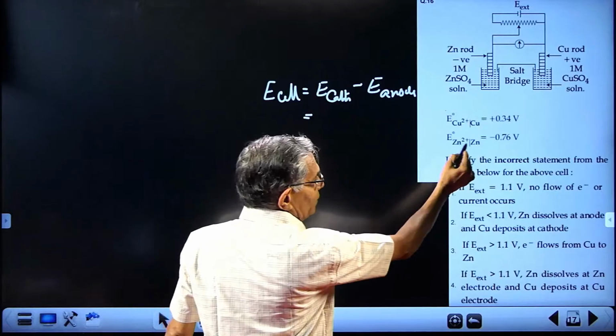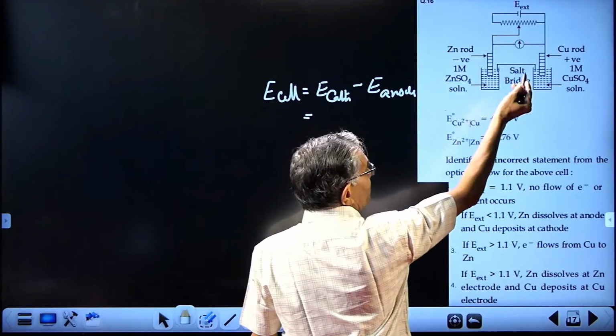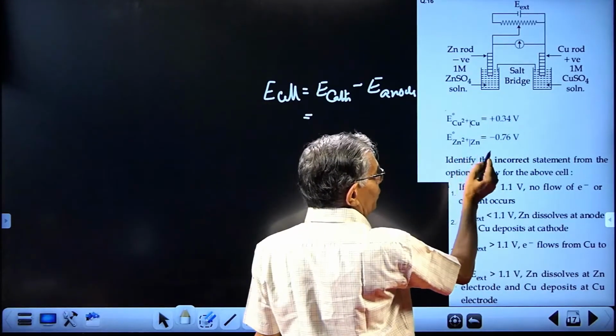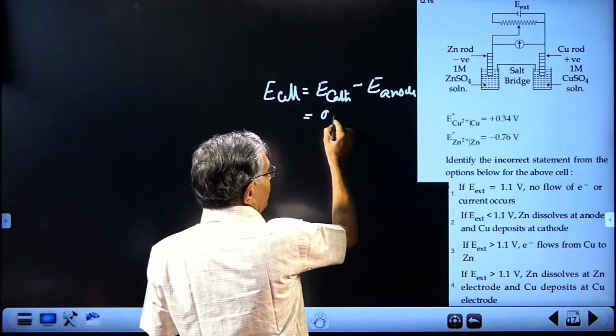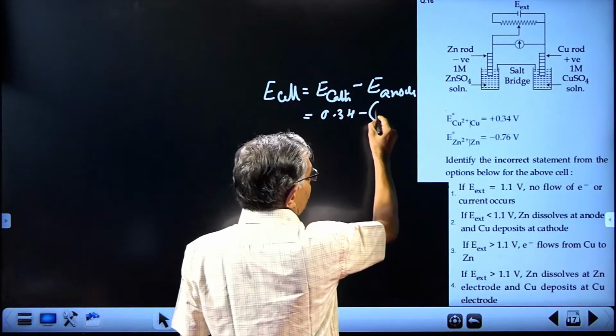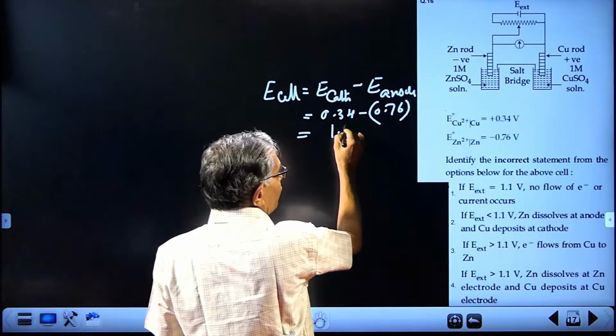E cathode is actually, in cathode and anode separation, the cathode is the right side and the anode is the left one. Anyway, in this case, 0.34 will be the cathode and the anode will be minus 0.76. So when you add up, you will get a value of 1.1 volt.